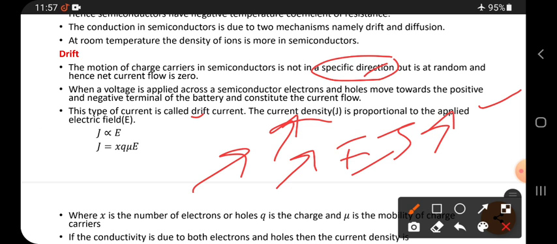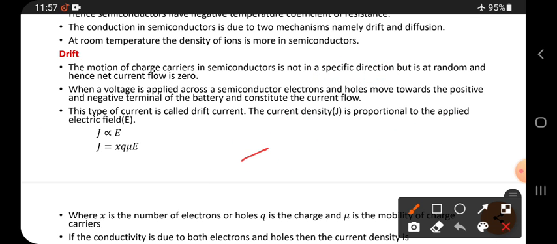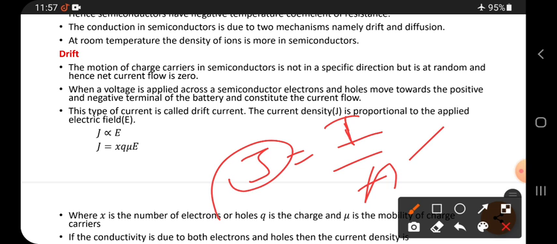Why? What is the relation between current density and current? J is equal to I by A. This is the relation between current and current density. Current per unit area is called current density.